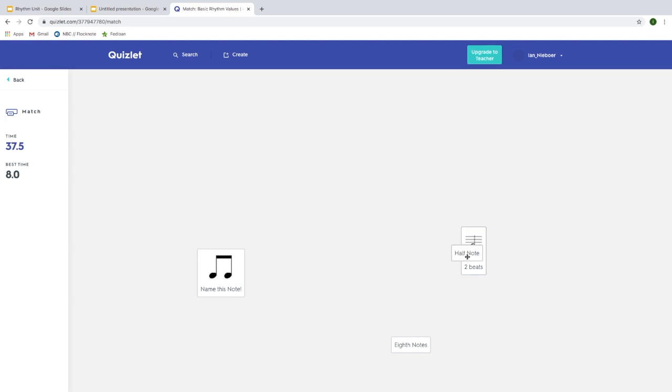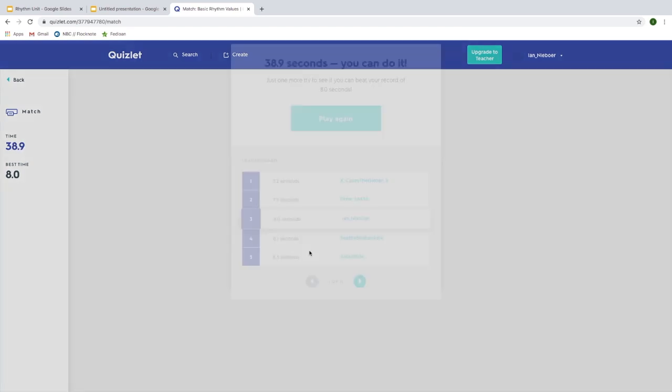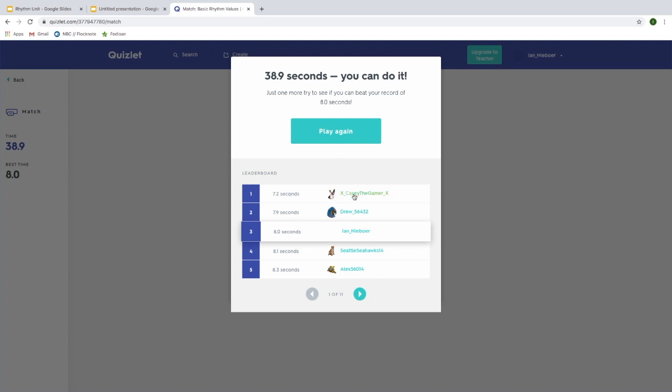Half note is 2, and an eighth note is those 2. Very good. Oh, I'm not the best. Somebody else, you'll have to beat me. I'm number 3 on here. Somebody else got it in 7.2 seconds. All right, you'll have to try to beat some of my top scorers here.